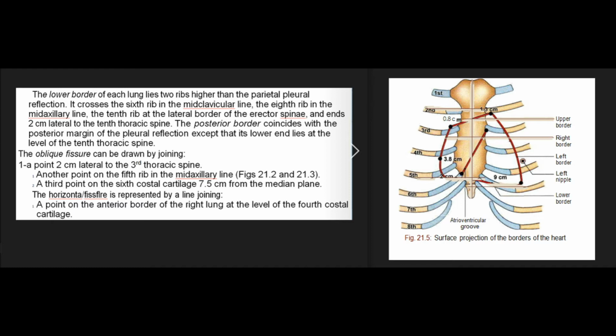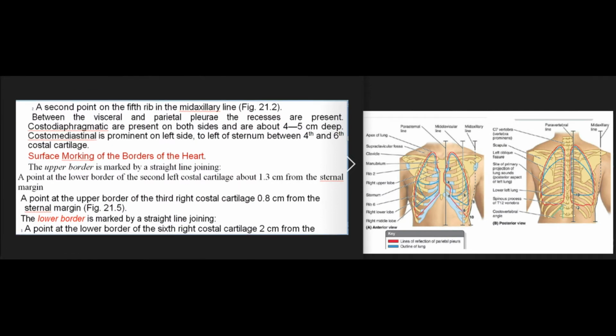The oblique fissure can be drawn by joining: 1, a point 0.2 cm lateral to the 3rd thoracic spine; 2, another point on the 5th rib in the midaxillary line, Figs 21.2 and 21.3; and 3, a third point on the 6th costal cartilage 7.5 cm from the median plane. The horizontal fissure is represented by a line joining: 1, a point on the anterior border of the right lung at the level of the 4th costal cartilage; and 2, a second point on the 5th rib in the midaxillary line, Fig 21.2.